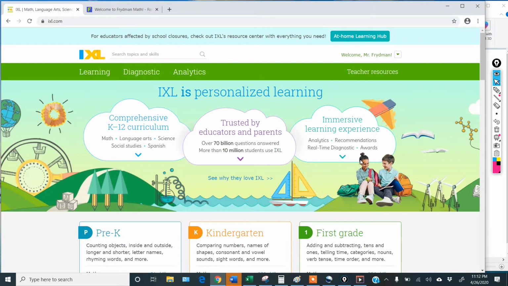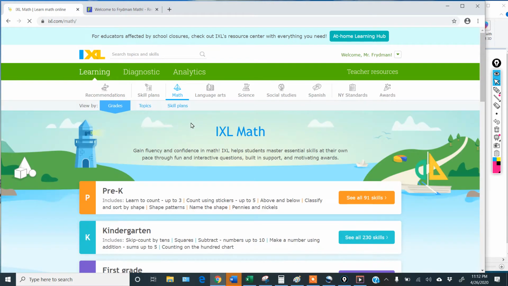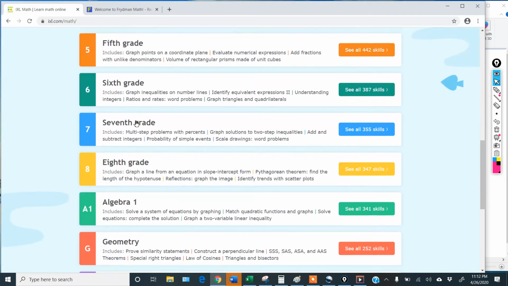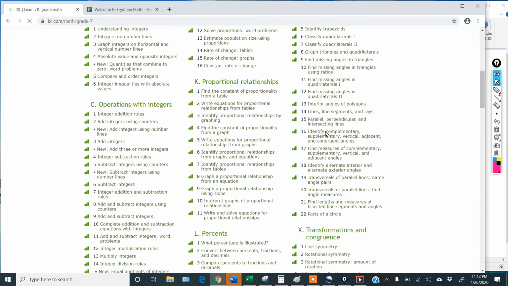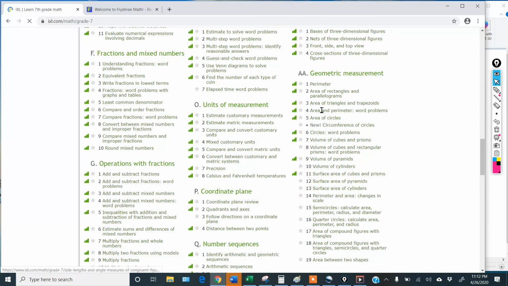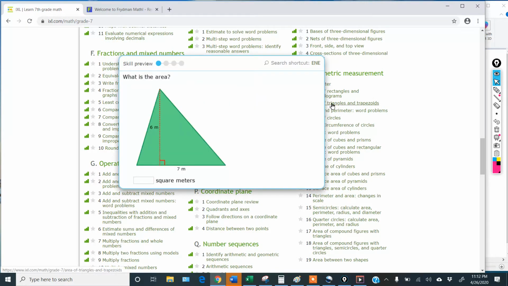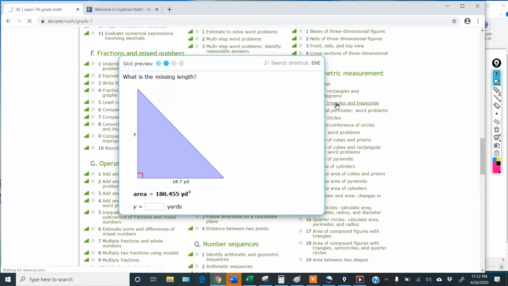Let's do IXL 7th grade AA.3. Go to Learning, go to 7th grade, then go to AA.3, Area of Triangles and Trapezoids.